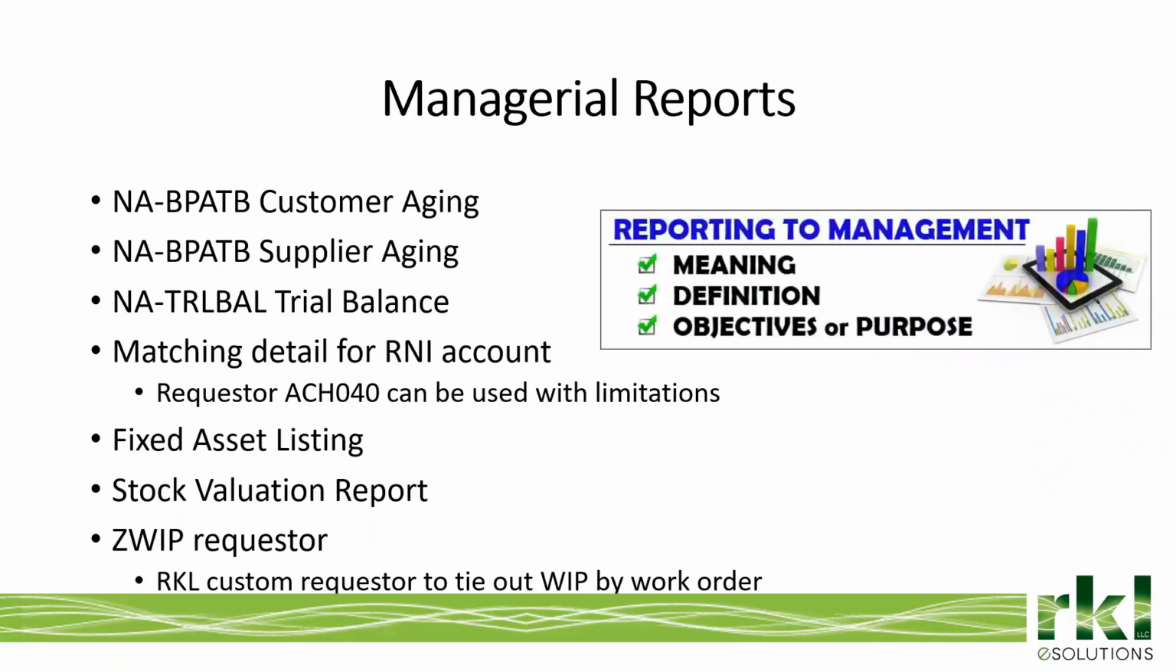Moving on to managerial reports. There are some report codes on the screen here. If you need help finding them in X3, you can go to Reports, Reports, Reports, and search on NA-BPATB. That would be for your customer aging as well as your supplier aging. So you're going to want to run those. Just a note, they do use the same code, but there's a parameter that you select on that specific report where you select whether it's a customer or a supplier. And then you also want to run your trial balance.